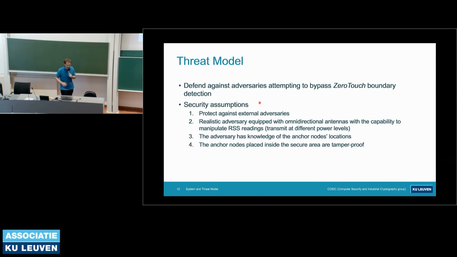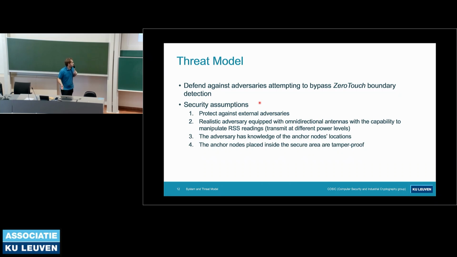So, what about the threat model? Against what are we trying to defend? Well, we mostly focused on adversaries that are external, meaning that someone from the outside of the secure geofence, for example, a room, tries to trick our system to bypass ZeroTouch and to bypass its boundary detection. We also assume that the adversary does not have to play by the rules, so it can actually transmit the power at different rates. So the logical thing an attacker would do is, if you're outside, you would transmit at higher powers. So we assume the adversary can do this.